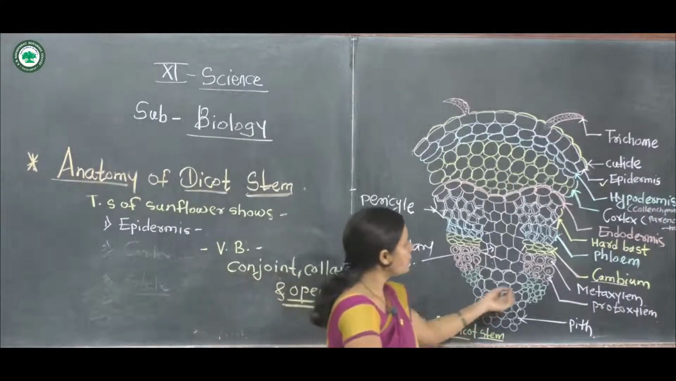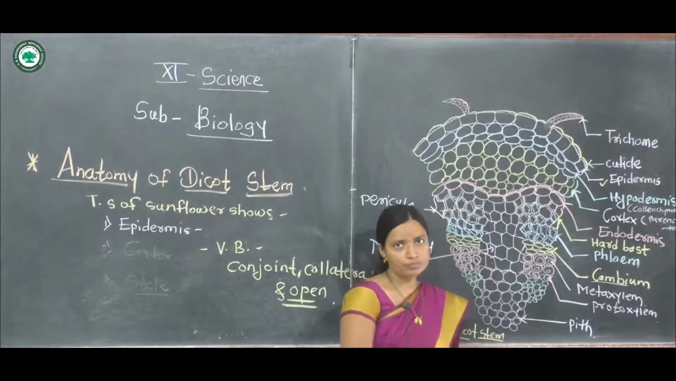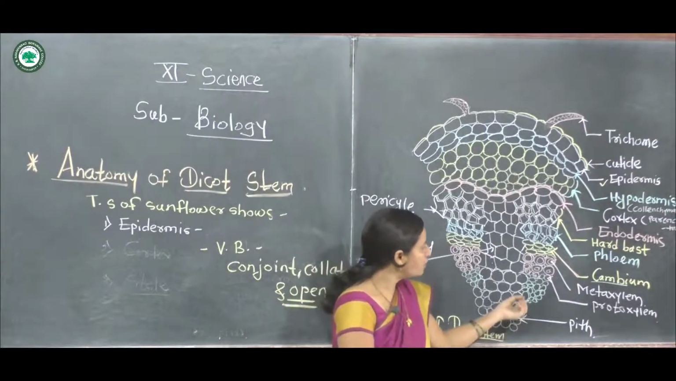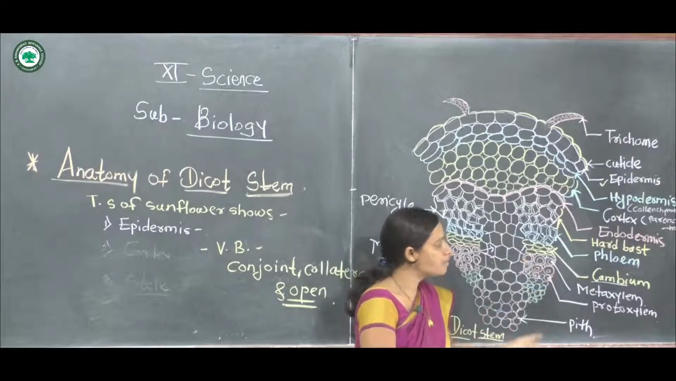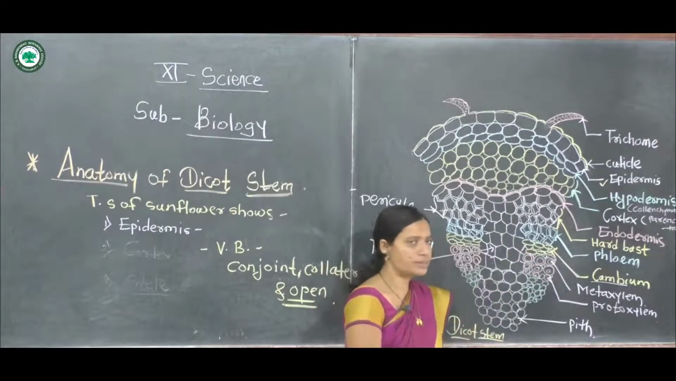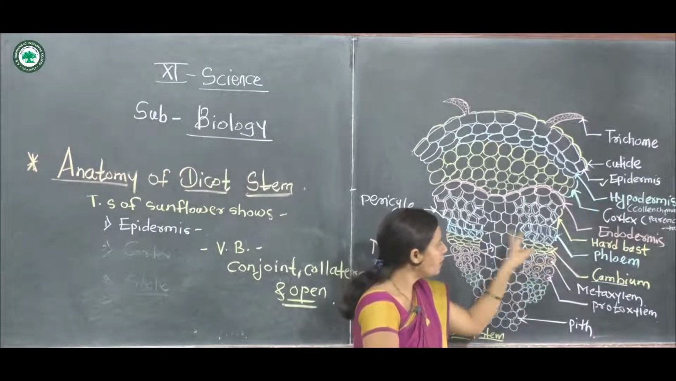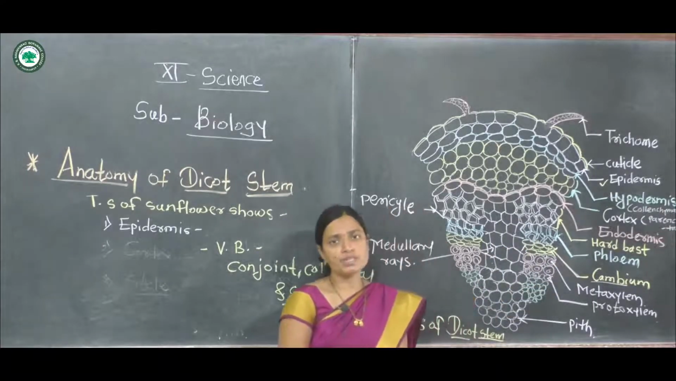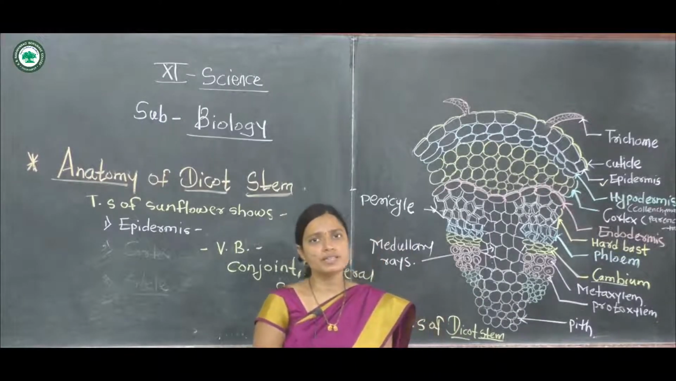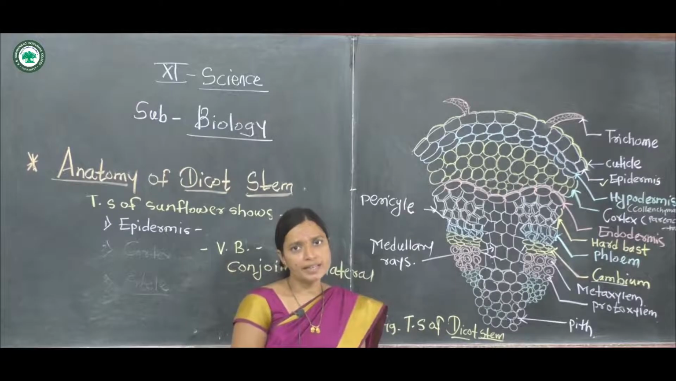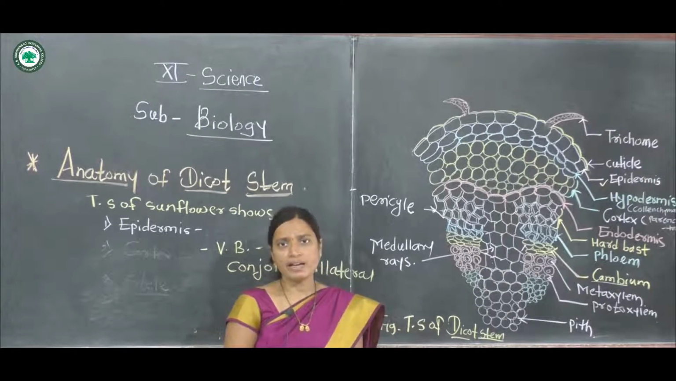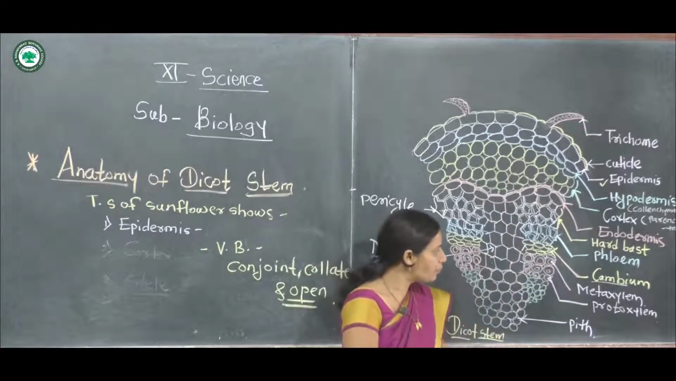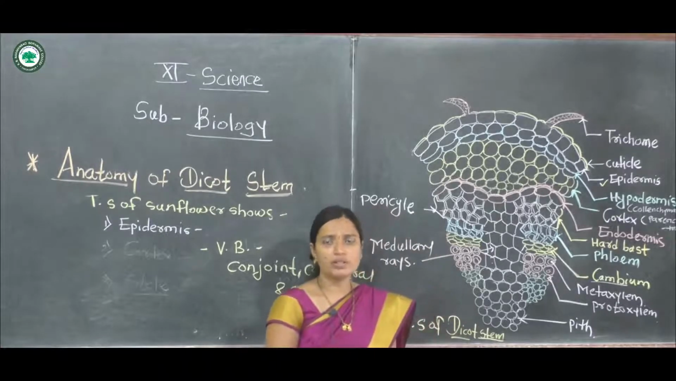Next, the xylem is in an endarch condition. In the stem of dicot plants it is endarch, meaning the protoxylem and metaxylem are present inwards, the phloem is in the outer position, and the cambium is in the middle. In the xylem tissues, different cells are found, like the tracheids, the xylem parenchyma, and xylem fibers. Vessels are also found in the xylem tissues.